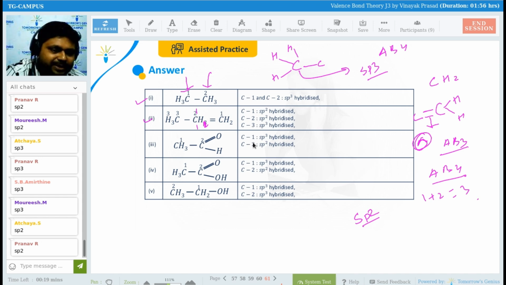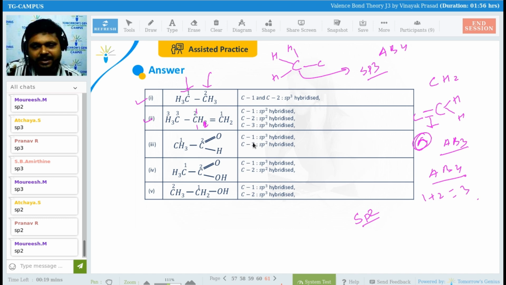For a double bond, you have to consider 1 bond. Wherever there is a double bond, you have to consider 1 bond. So the hybridization can be calculated very easily, right? Is there any doubt till now? Any doubt here? No? Okay, fine.